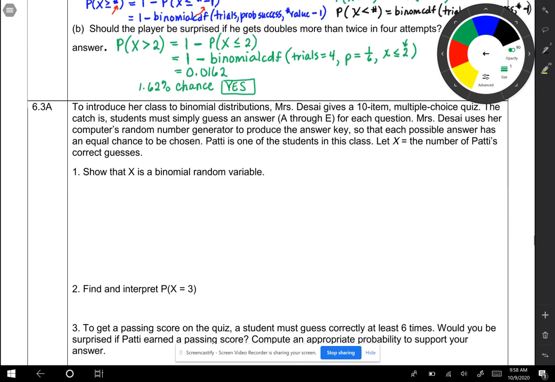To introduce her class to binomial distributions, Mrs. Desai gives a 10-item multiple choice quiz. The catch is students must simply guess an answer, and the choices are A through E. So that's 5 choices for each question. Mrs. Desai uses her computer's random number generator to produce the answer key so that each possible answer has an equal chance to be chosen. Patty is one of the students in this class. Let X equal the number of Patty's correct guesses. Show that X is a binomial random variable.